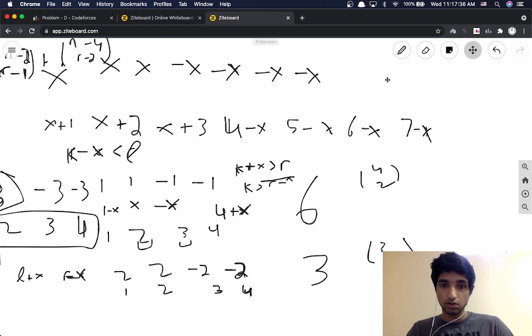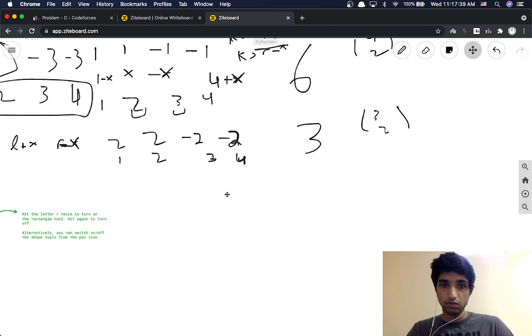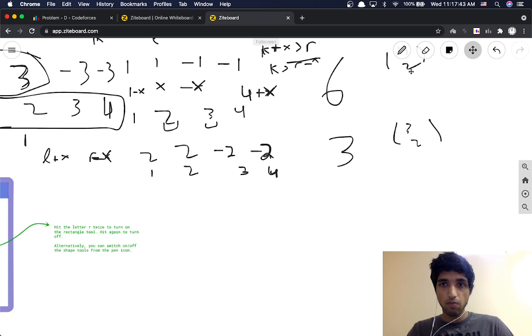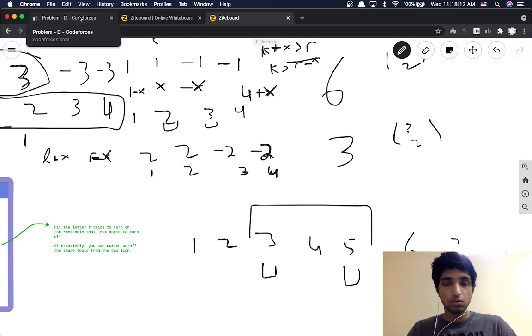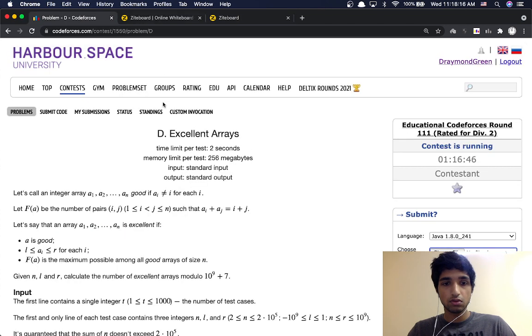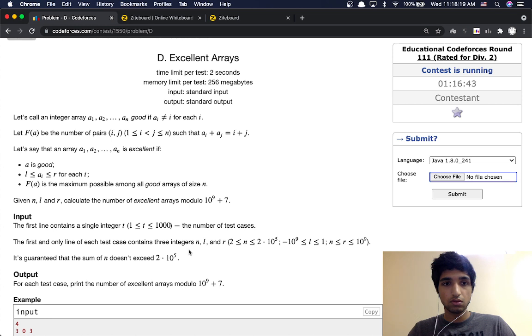This is really messy. I should have moved over. So you find where L plus x is. Find where L plus x is. You find where r minus x is. And then you can choose anything here. Okay, so that's it. And then what do we loop x to? So L plus x.